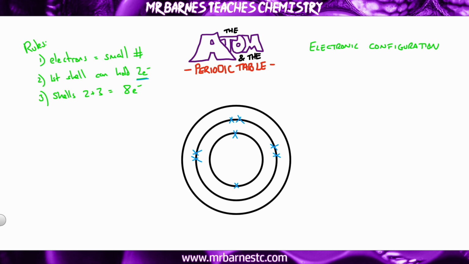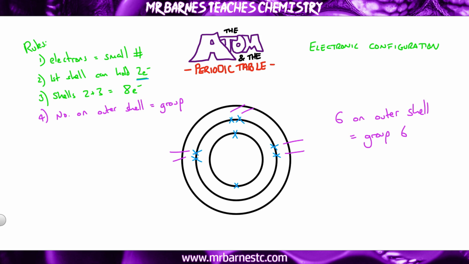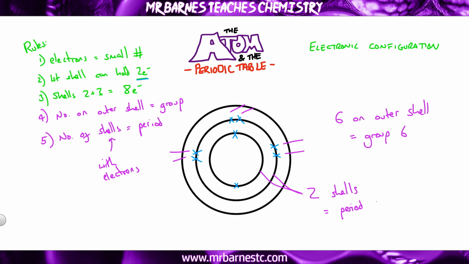Now, this electronic configuration is very much linked to where the atom is on the periodic table. So rule number 4 is the number of electrons in the outer shell tells you the group that the element is in. So this one here, we've got 6 electrons in the outer shell, therefore it's in group 6. The number of shells also tells you what period it's in. So although I've got 3 shells drawn here, only 2 of them are occupied, therefore it is in period 2.